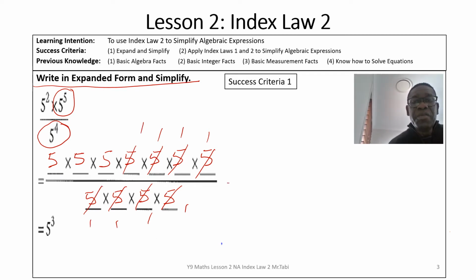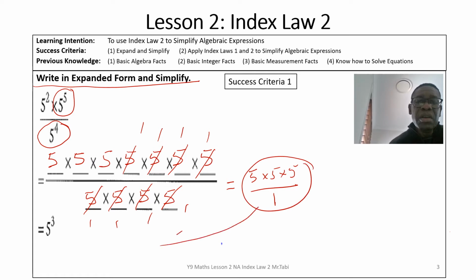We're left with 5 times 5 times 5 over 1. And that's 5 to the power of 3. That's the answer. So even with law 1 and law 2, we can combine them.